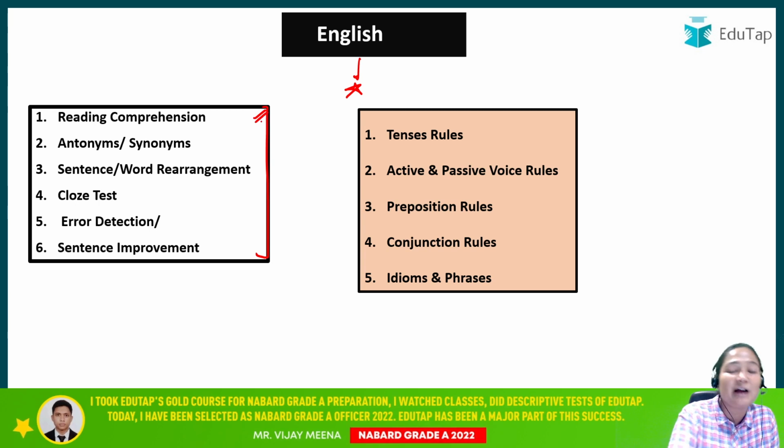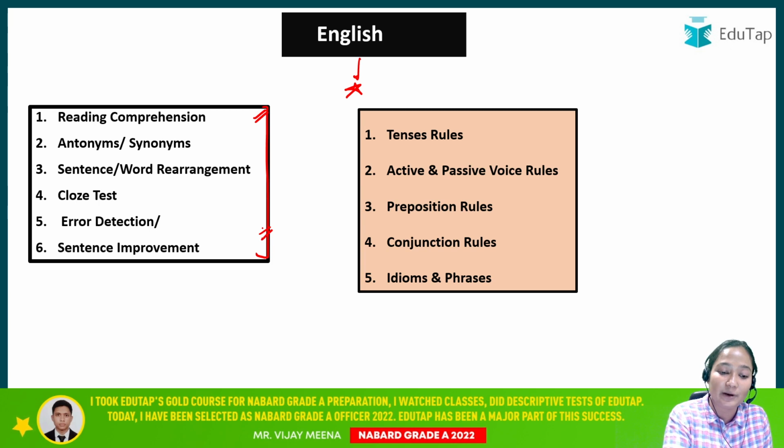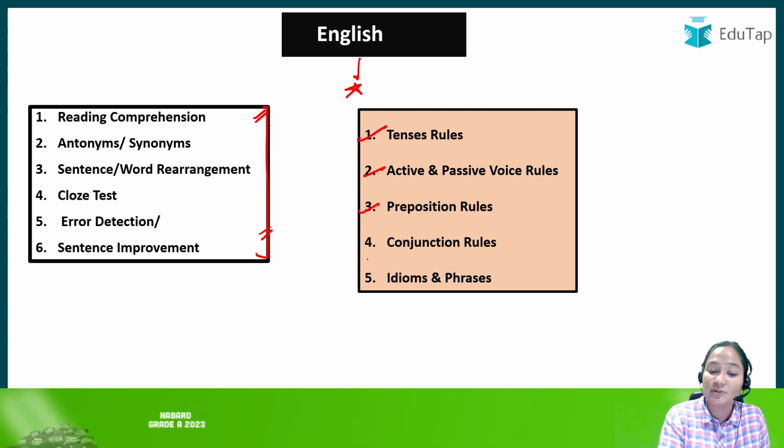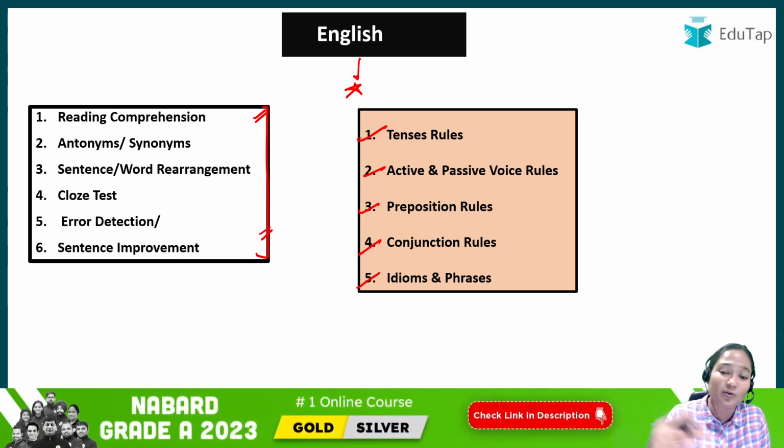And in topics, I would say do not cut the corners, because these are not very much, 10,000 topic I have given you, so you cannot manage to do. There are only 6 topic here. इनमें से मत मांगना लो प्रायोरिटी. आई विल टेल यू कि टेंस रूल, एक्टिव पैसिव वॉइस रूल, प्रिपोजिशन रूल, कॉन्जुगेशन रूल, इडियम एंड फ्रेजेस यू कैन लाइक कीप एट लो प्रायोरिटी, और यू कैन अवॉइड इट ऑल्सो.